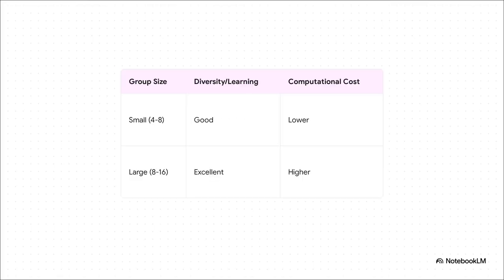And here's how you can think about that trade-off. A smaller group, say 4 to 8, is a great place to start. You get good diversity and the computational cost is lower. But if you really need the model to learn some complex nuances, pushing to a larger group, maybe 8 to 16, can give you excellent results. Just be ready because it's definitely going to require more compute power.